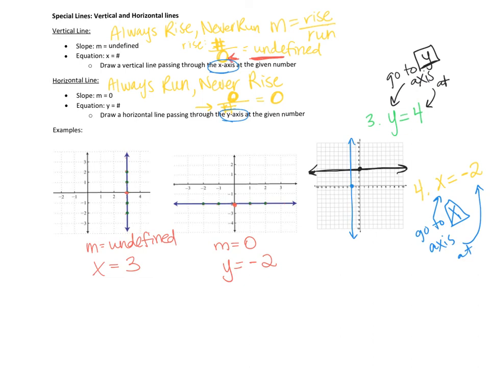So these are going to be our special lines, vertical and horizontal. They're special because they only have either a rise or a run. So my slope is a little bit unique compared to the other types of lines that we were looking at.